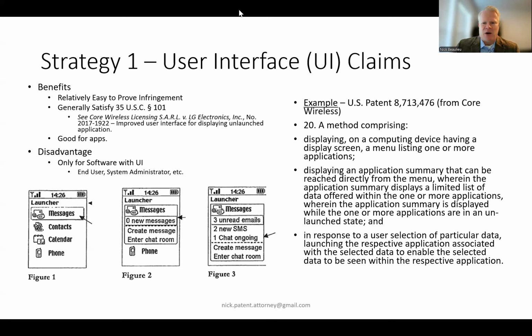So the example I want to go through here is US Patent 8713476, and that is the patent from this kind of famous in the patent world Core Wireless case. And the example of the invention is shown in these figures below here, figures 1, 2, 3. These are from the patent. So you can see in figure 1, this is on an old-fashioned phone, and it has this app launcher. It says messages, contacts, calendar, phone.